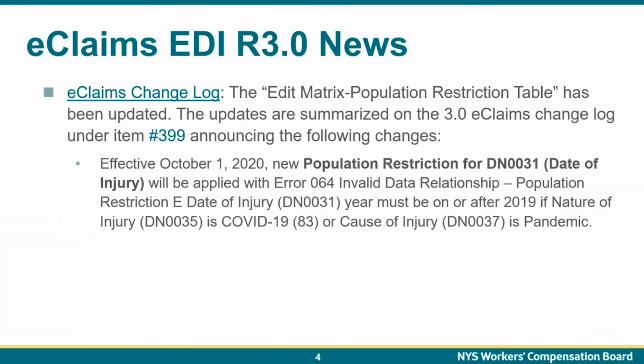In April, we began using a new cause code of 83 for pandemic for COVID-19. We have a new edit that will be effective October 1st, 2020 for date of injury, which states date of injury year must be on or after 2019 if nature of injury is COVID-19 and or cause of injury is pandemic. This is the last edit change for 3.0.